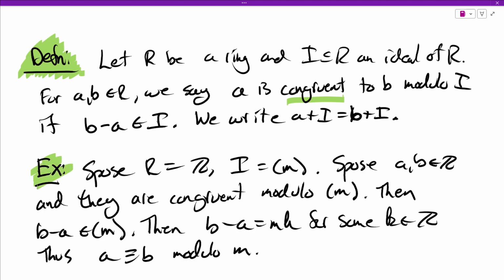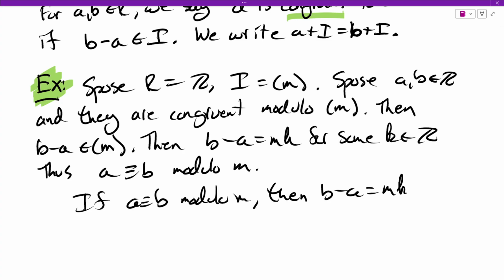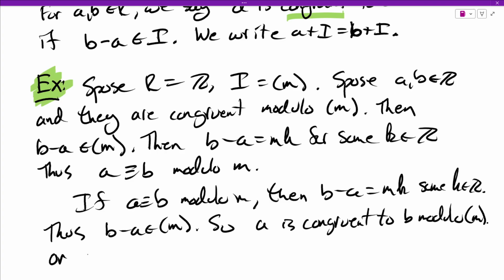And actually, the converse is true. Namely, if A is congruent to B mod M, then we're just going to run this argument in reverse. B minus A is a multiple of M. Well, what does it mean that we're a multiple of M? It means that we're in the ideal generated by M. So A is congruent to B modulo the ideal generated by M. Or with our notation, A plus M is B plus M.